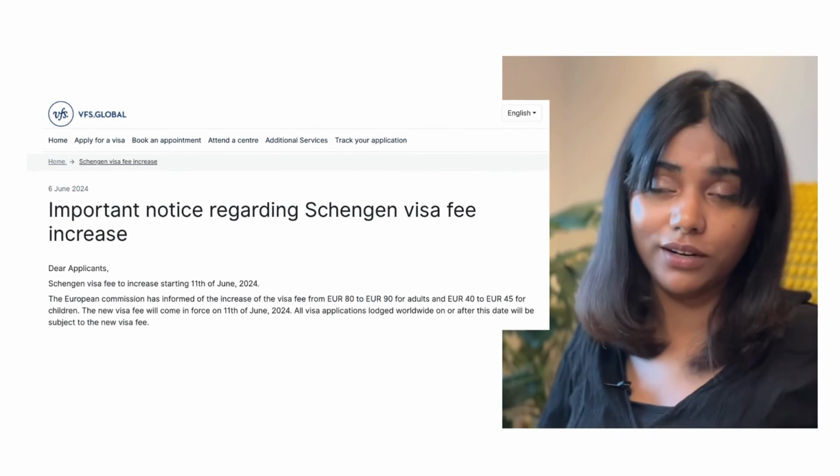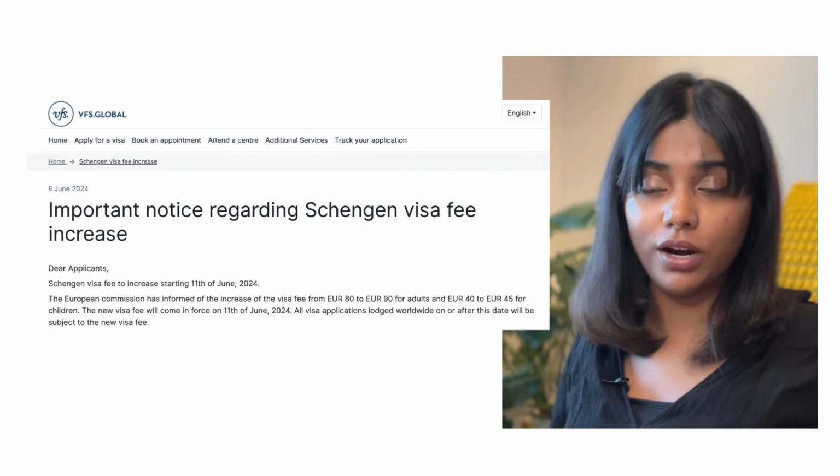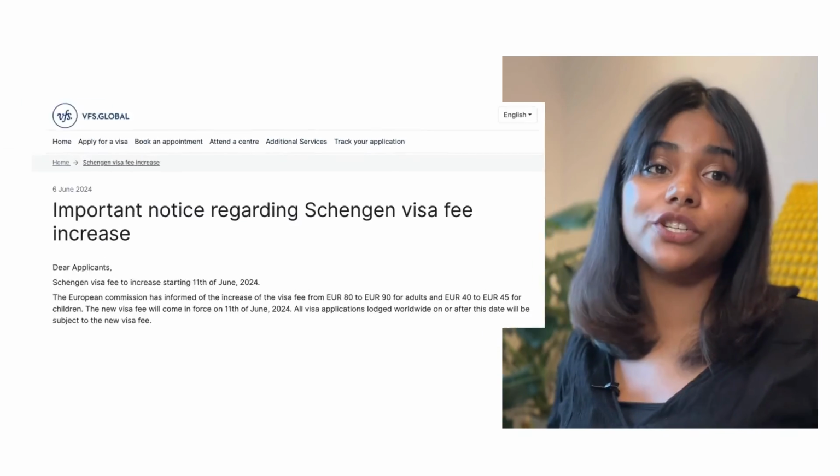Coming to the updates that I mentioned at the start of the video, this is the most important one. From June 2024, the European Commission is increasing the Schengen visa application fees by 12%. So adults will be paying around 90 euros and children will be paying around 40 to 45 euros.